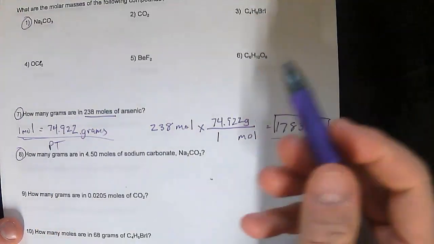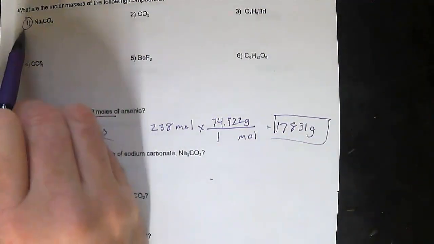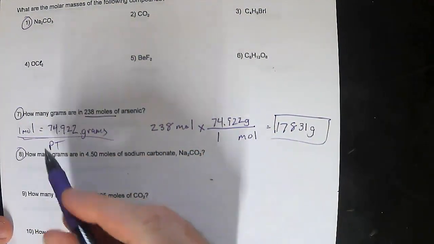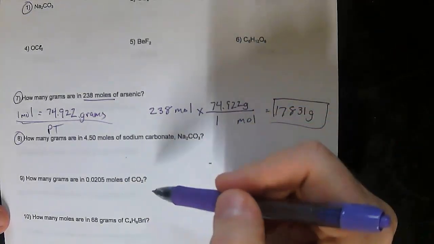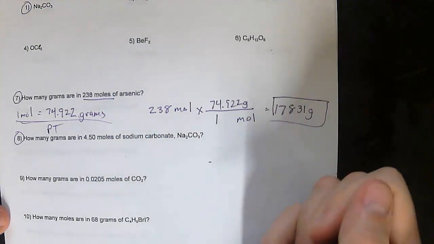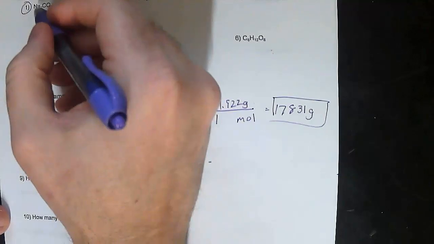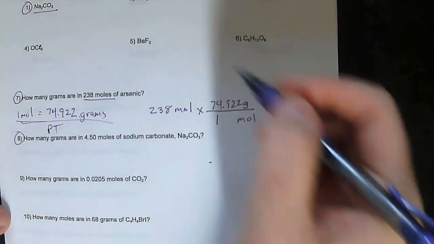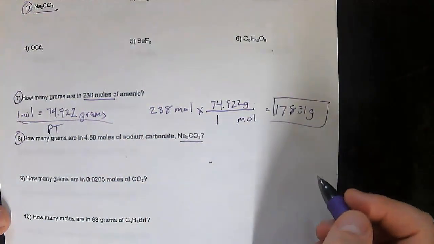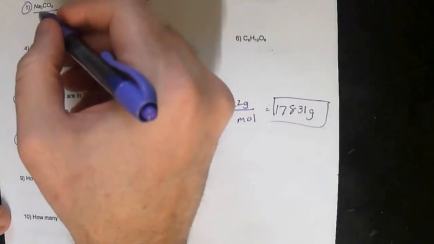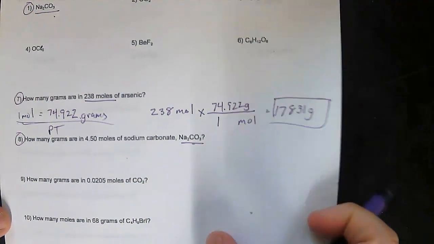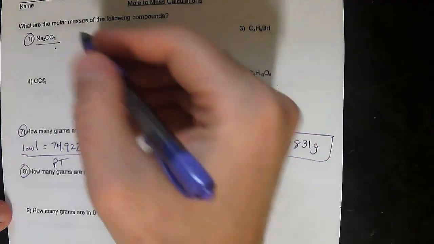Now you'll notice that the rest of the problems, 1, 2, 3, 4, 5, 6, all have compounds that we're going to calculate the molar mass with. So I picked question 1 because Na2CO3 is here. We're going to calculate the molar mass here and then use it to do this. So let's calculate the molar mass.